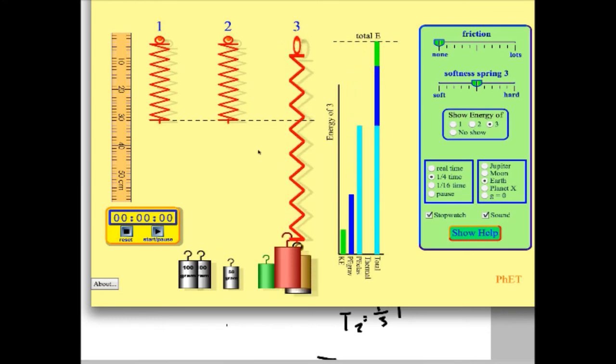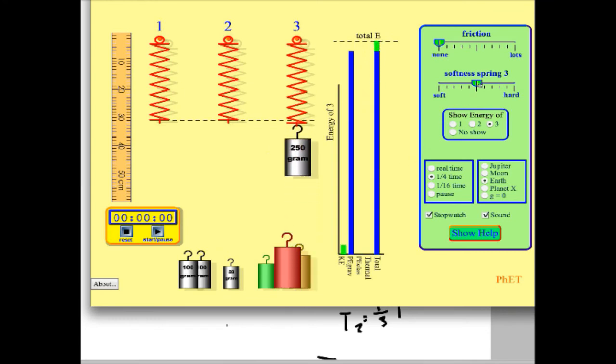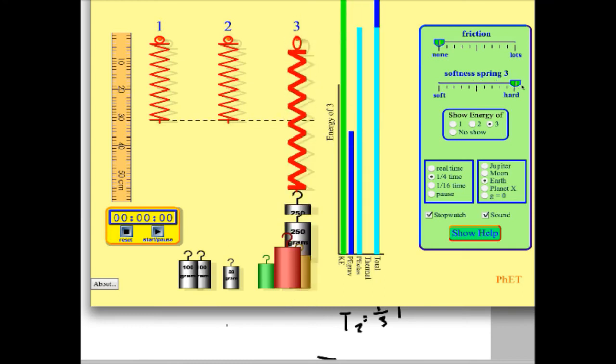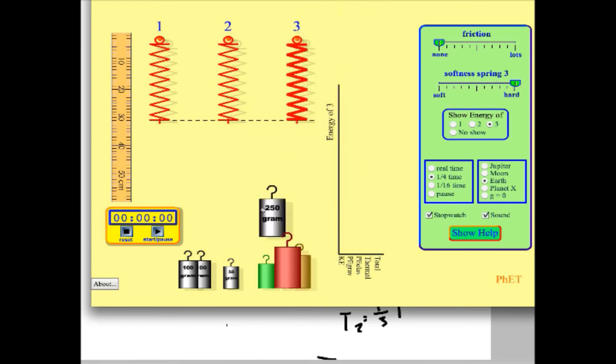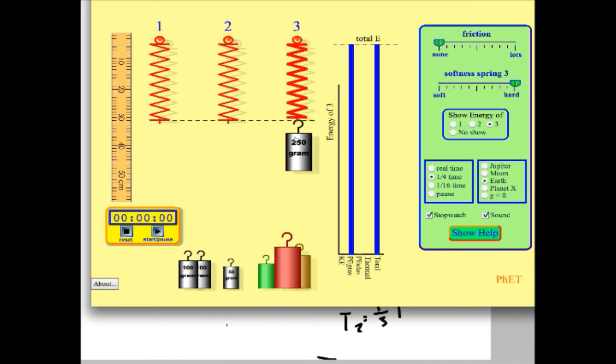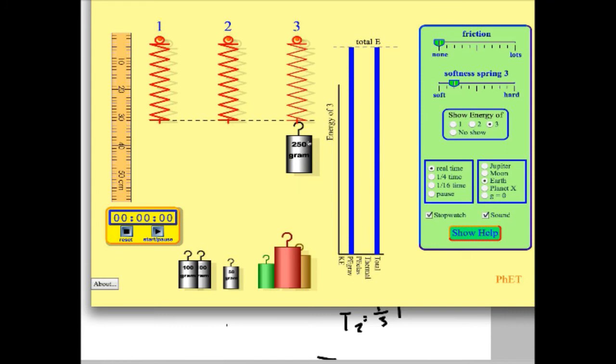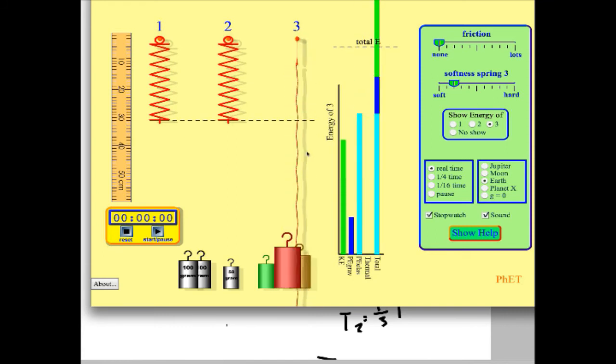So if I get this oscillating and I make the spring more rigid, and I let it go, and I get it in real time. Okay, it's oscillating very quickly. Now, if I make the spring softer, in other words, if I decrease that spring constant, and let's just keep the same mass on there, it's going to oscillate at a much lower rate than before.